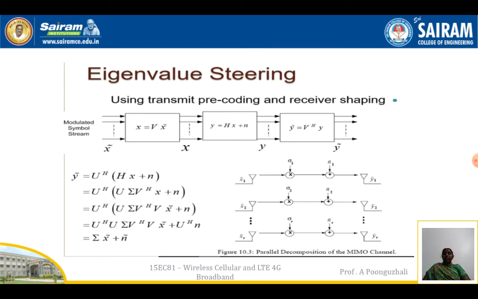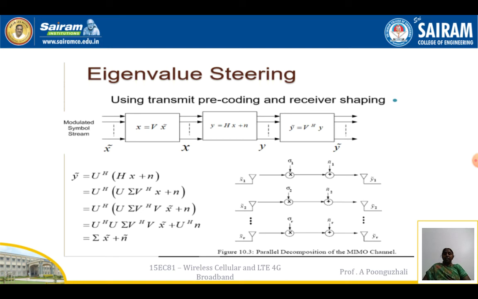Now H is nothing but U sigma V^H. So U^H into U sigma V^H into V x cap, where x is nothing but V x cap. If I multiply it, it is U^H into U sigma V^H into V x cap plus U^H into n.